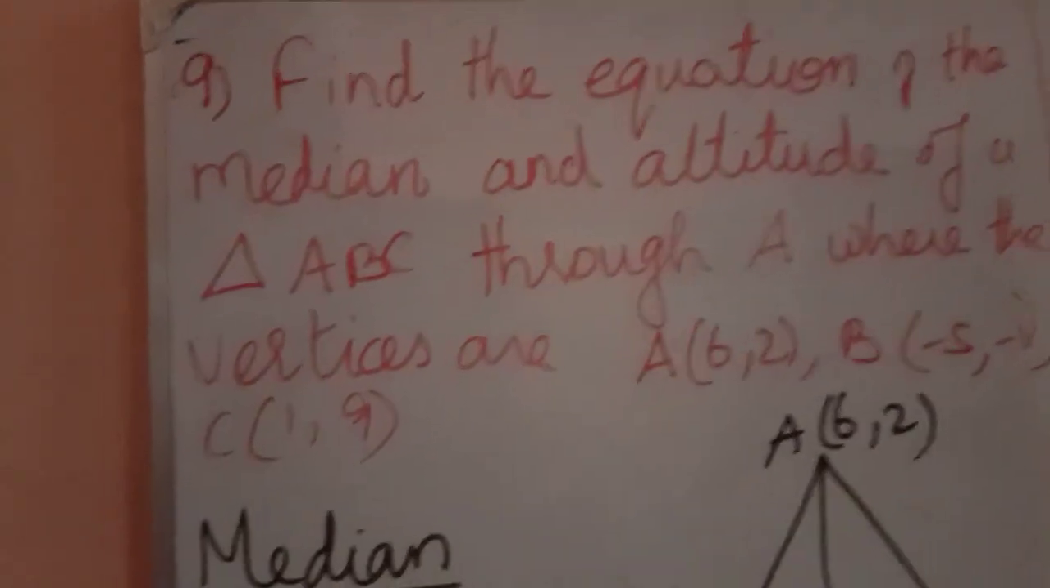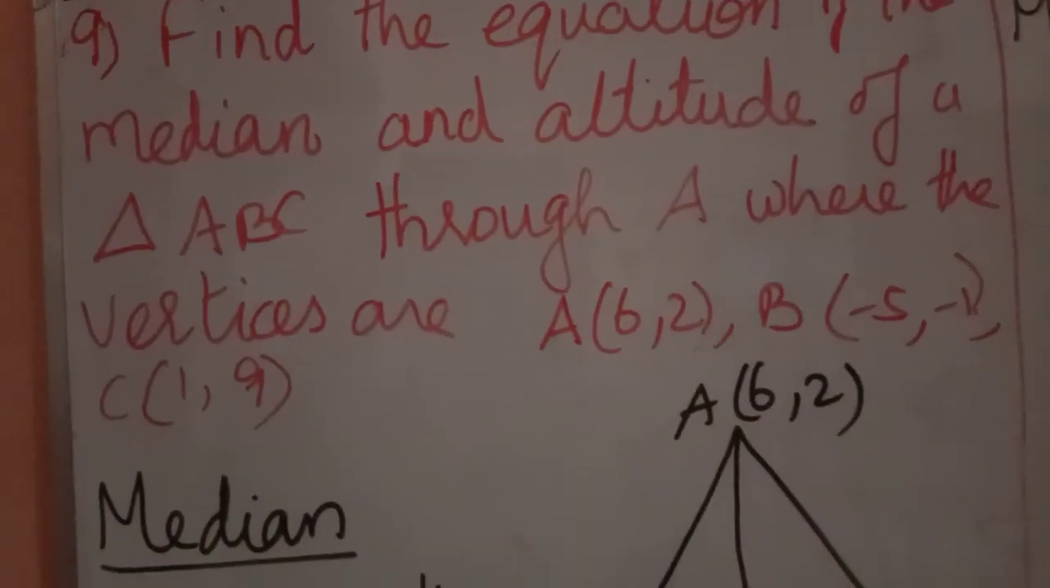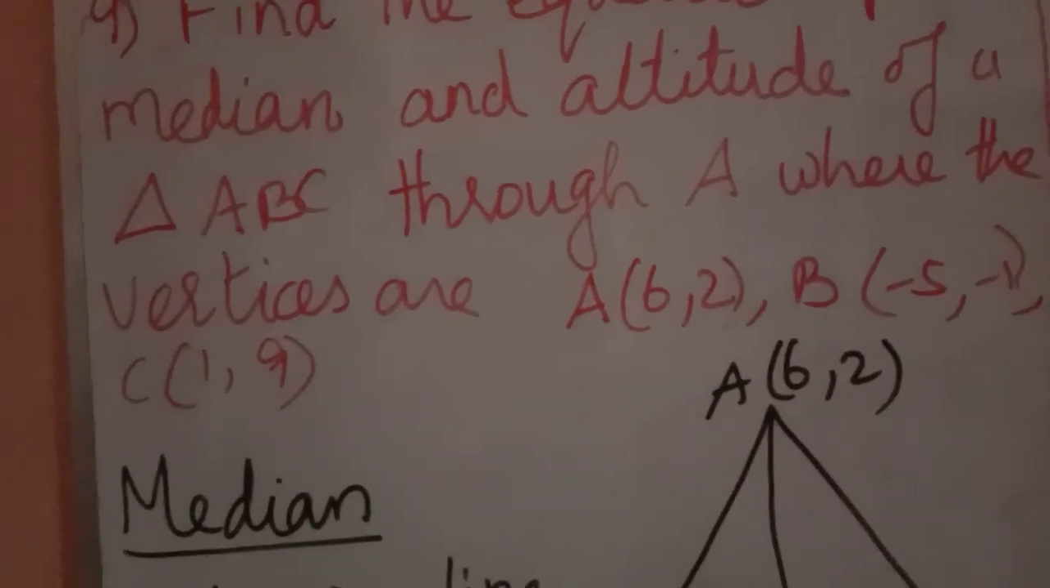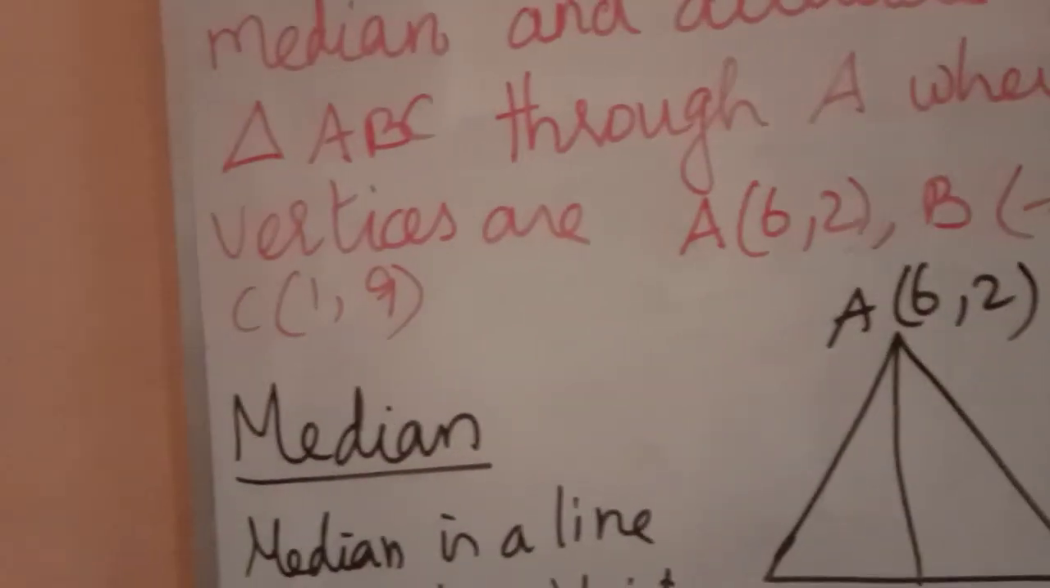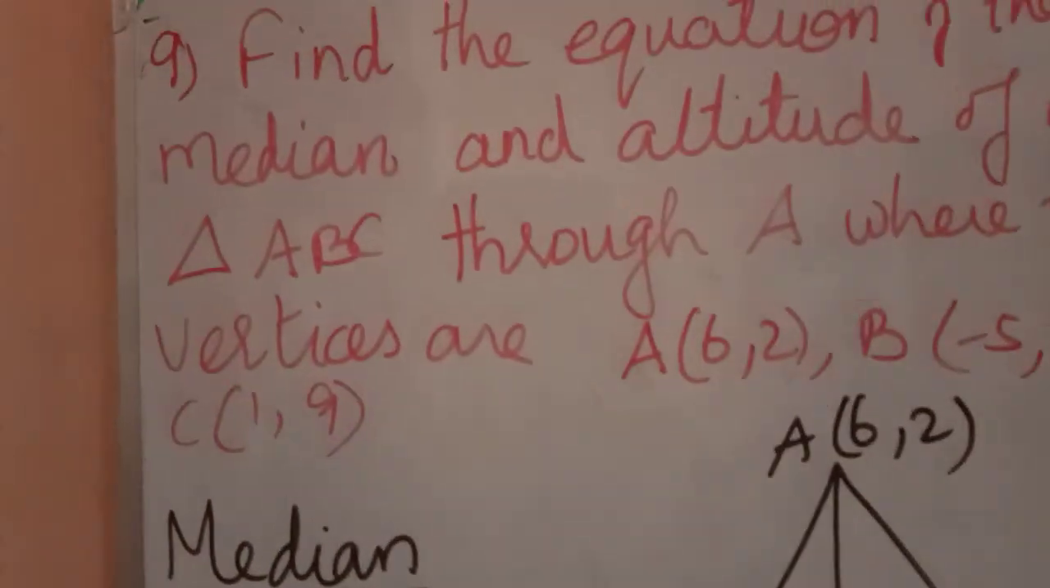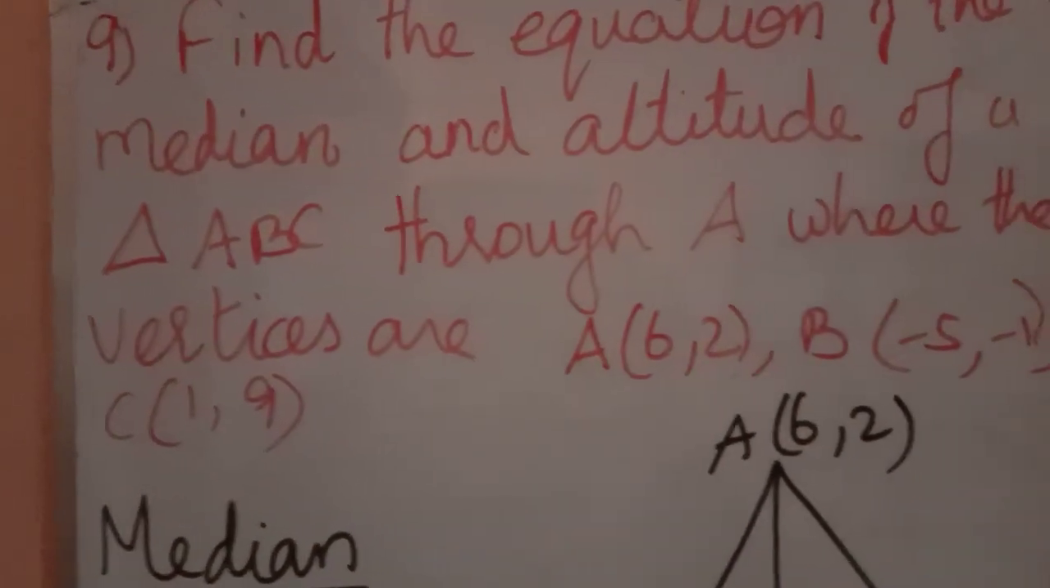Question number 9. Find the equation of the median and altitude of triangle ABC through A, where the vertices are A (6, 2), B (minus 5, minus 1) and C (1, 9). Okay, so we have to find the equation of median and altitude.